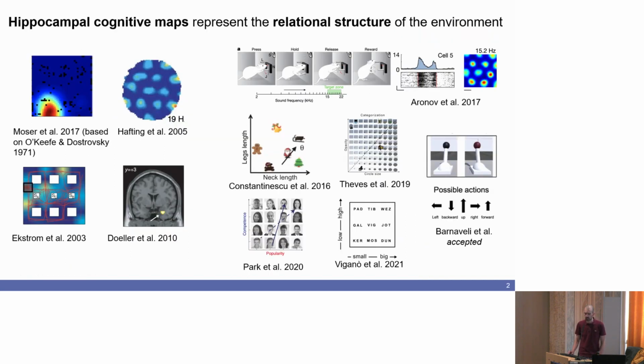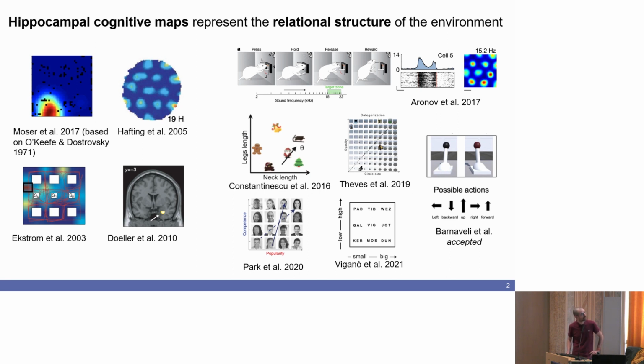You already heard yesterday from Roberto about hippocampal cognitive maps and how they represent the relational structure of the environment. Here I just want to highlight this fact again, by showing that place cells and grid cells are active during navigation of both physical and more abstract conceptual spaces like social space or sound spaces.